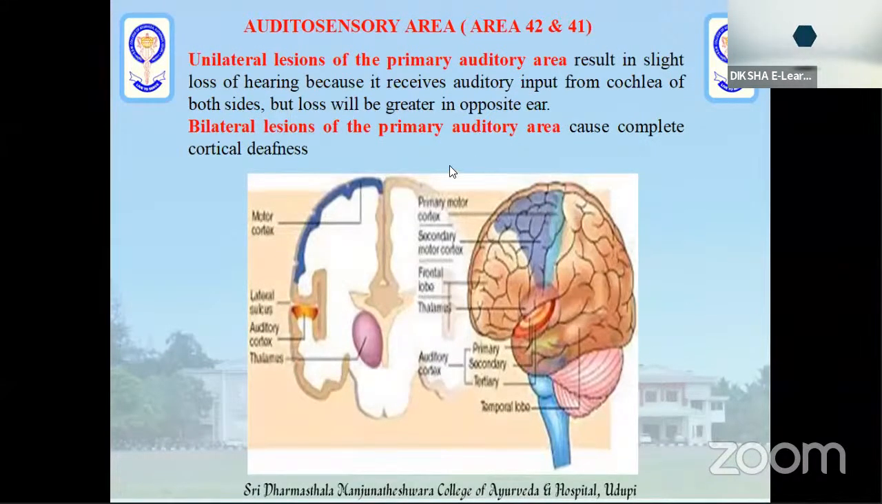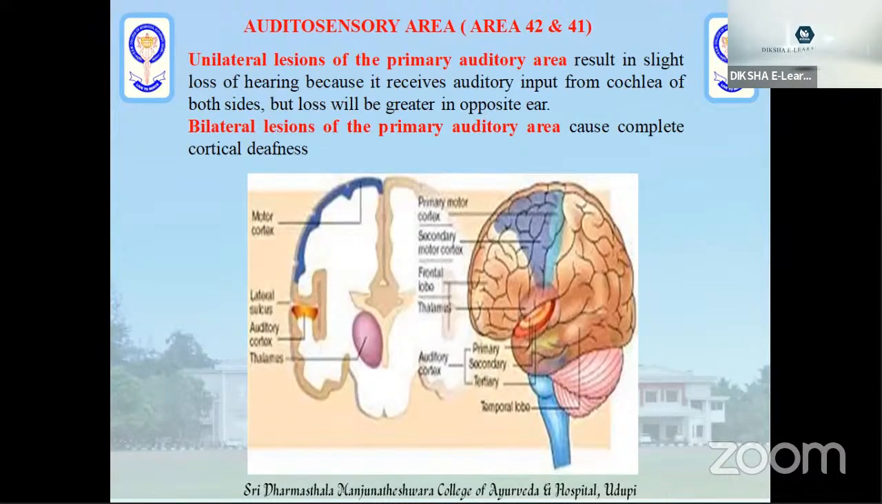Unilateral lesions of the primary auditory area result in slight loss of hearing because it receives auditory input from the cochlea of both sides. Usually, the cochlea of both sides communicate with the medial geniculate body of one side. Therefore, a complete loss of hearing will not be there. But mainly the loss of hearing will be greater on the opposite side.